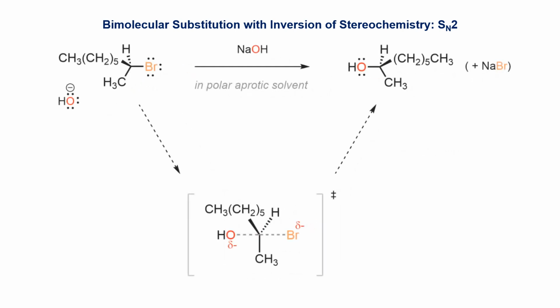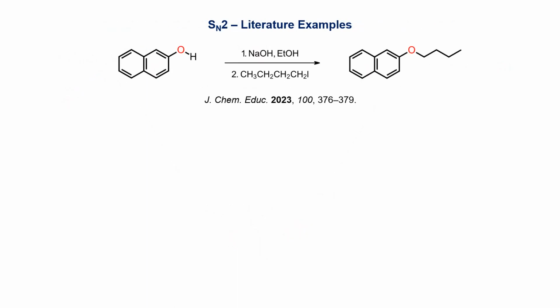The mechanism arrows are summarized here, with the nucleophile attacking the electrophile and the leaving group being displaced. Considering some examples from the chemical literature. When 2-naphthol is deprotonated with hydroxide, the subsequent alkoxide may be alkylated with an alkyl halide to produce the ether. While this is certainly an SN2 reaction, there is no observable inversion since the alkyl halide is primary.